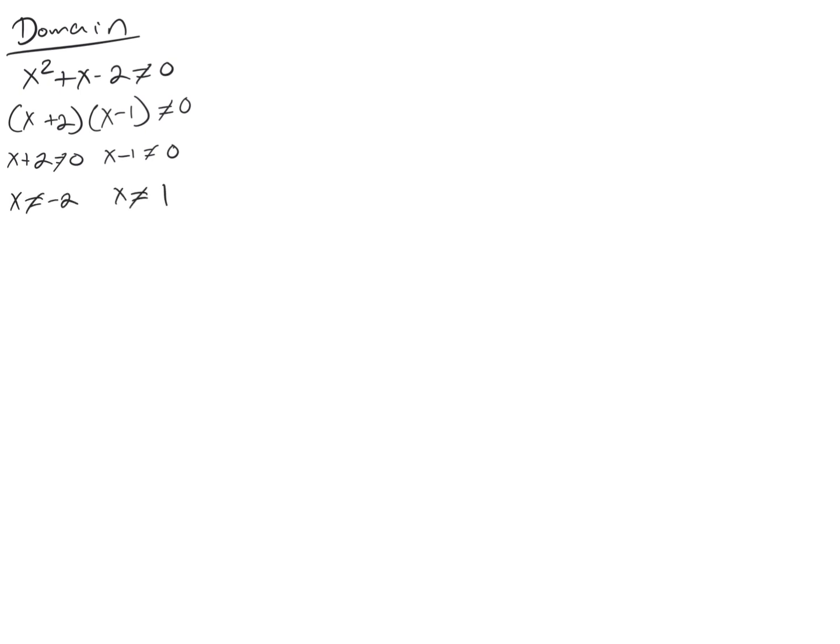Now, for the domain, again, we're going to use the denominator. So I'm going to go ahead and say x squared plus x minus 2 cannot equal 0. I'm going to go ahead and factor it. And you get x plus 2, x minus 1, equal each parentheses to 0. So x cannot equal negative 2, and x cannot equal positive 1.